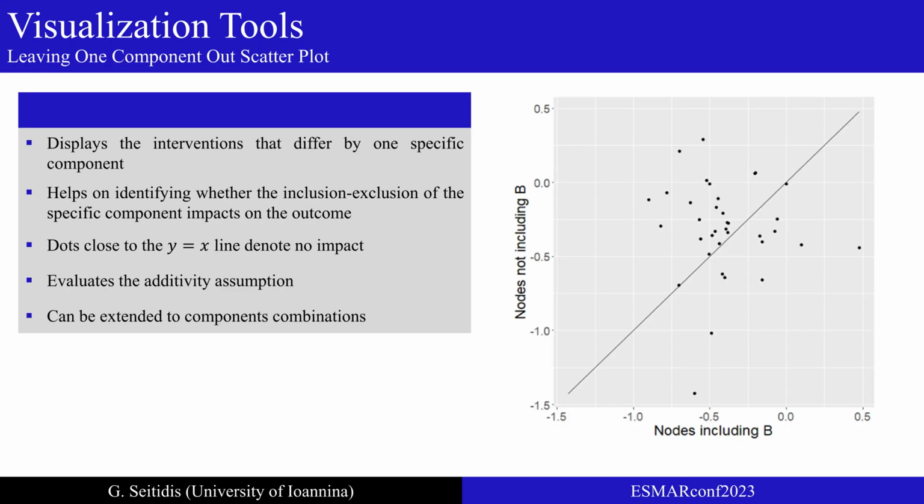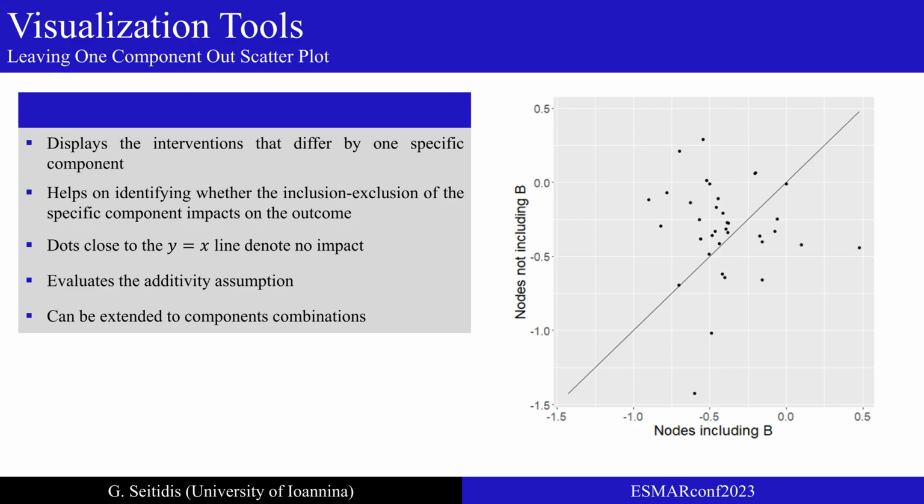We can also explore whether the inclusion or exclusion of a specific component impacts the outcome. The leave one component out scatter plot identifies a pair of interventions that differ by one specific component. Here is a scatter plot for the set of interventions that differ by component B. Axis Y displays the NMA effect estimate for the interventions that do not include component B, and axis X when component B is included. Dots close to the line of equality signify no impact on the outcome.